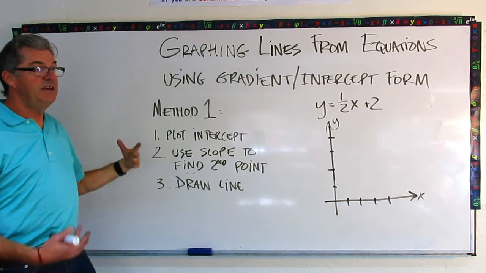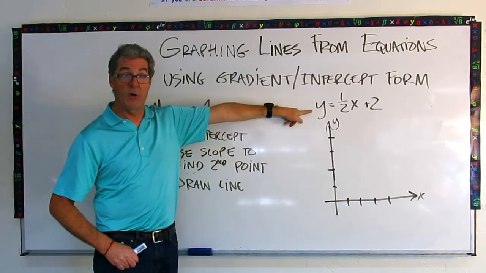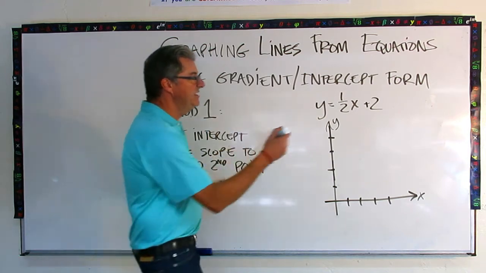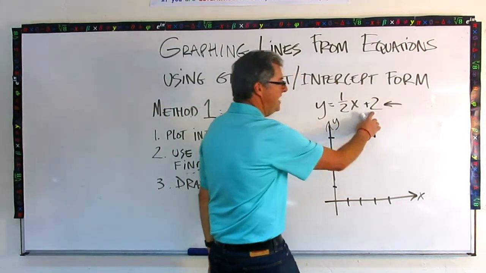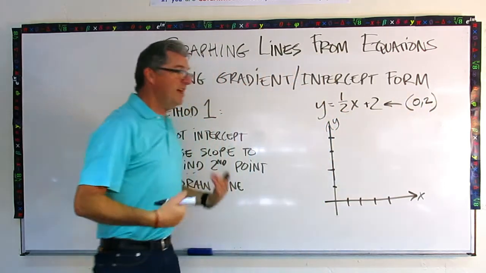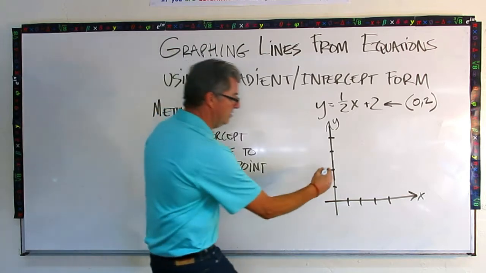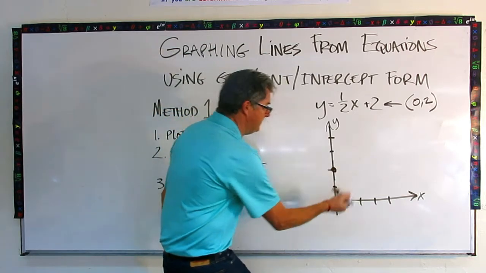Plot the intercept. The thing we like about gradient-intercept form, and this equation is in that form, is that the intercept is right here. That 2 gives us the point (0, 2). So that's our intercept. Step 1, plot the intercept. Here's (0, 2) right there on the graph.